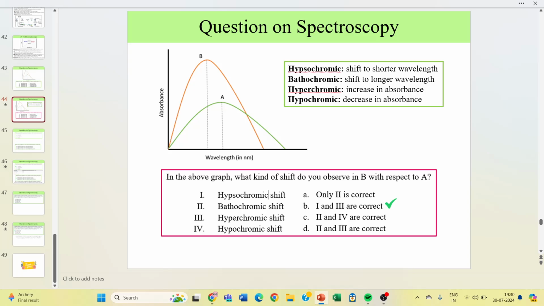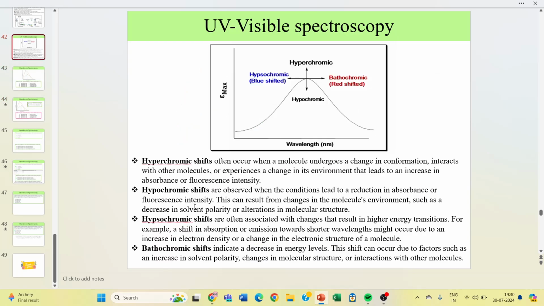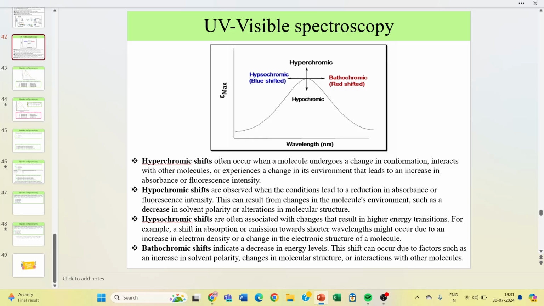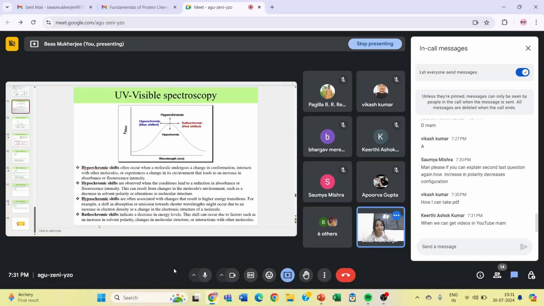So, blue shift is actually a shift to shorter wavelength, and this is often associated with changes that result in higher energy transitions, right? For example, a shift in absorption or emission towards shorter wavelength might occur due to an increase in electron density or change in the electronic structure of the molecule. So you can read more about this to understand it better, but mainly our hypsochromic shift is associated with this change in electron density and change in the electronic configuration in the interacting molecules.